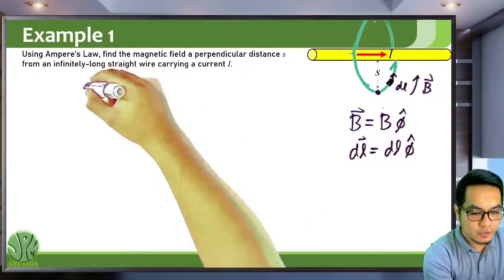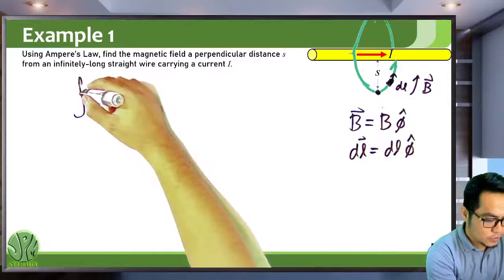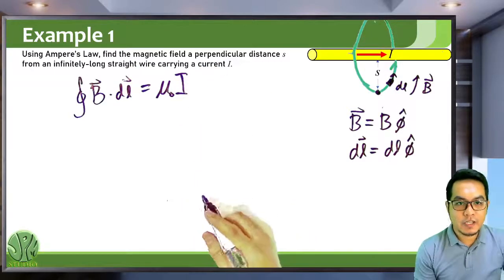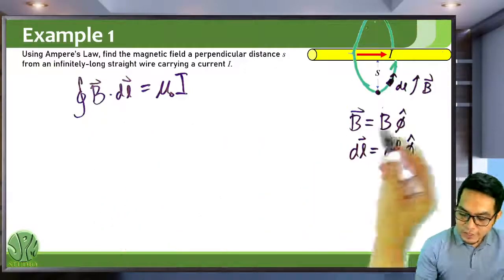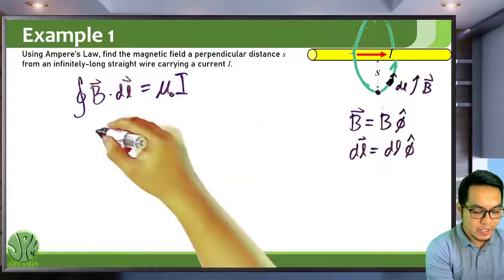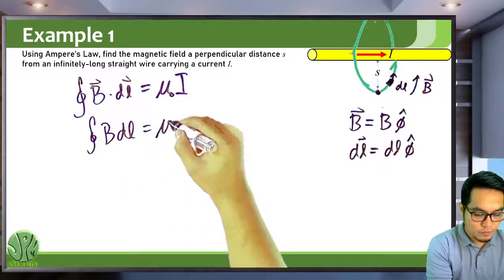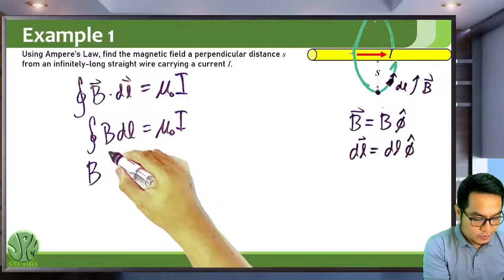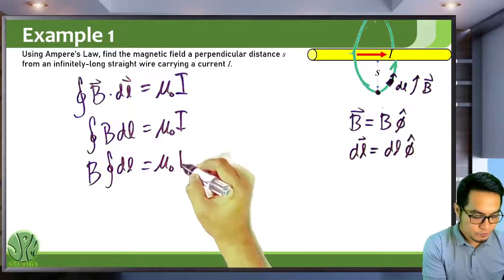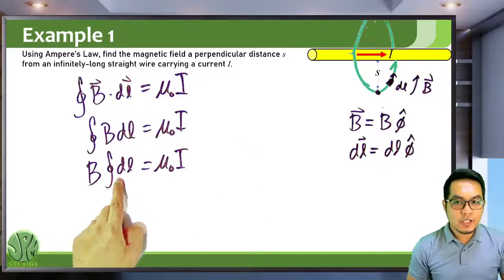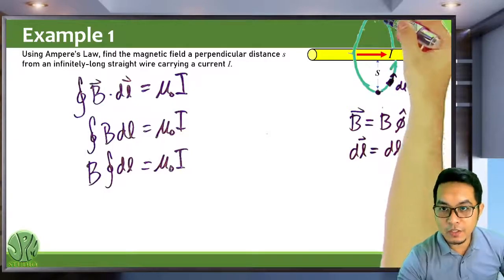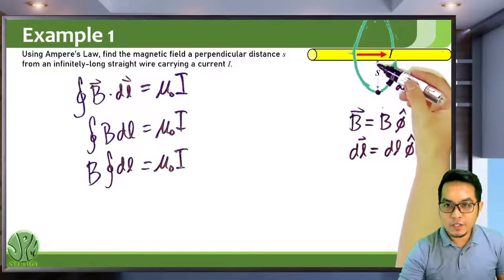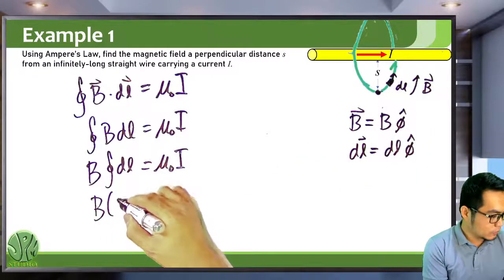So using Ampere's law, we have the closed integral of B dot dl is equal to mu naught I enclosed. In this case, the current enclosed is just I. So B dot dl, the dot product of phi hat dot phi hat is just 1. So you have the closed integral of B dl. Since the magnetic field is uniform at all points at the distance S from the wire, we can take it out of the integral. And this closed integral of dl is the total length of our Amperian loop. In that case, our Amperian loop is a circle with radius S, so this is equal to 2 pi S.